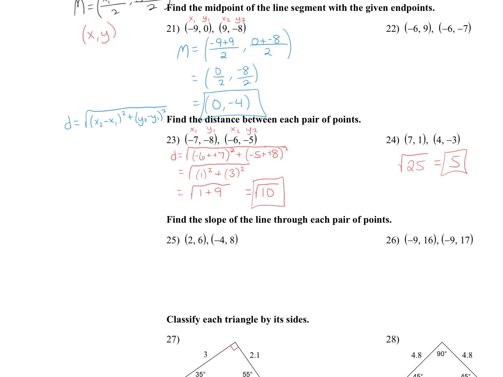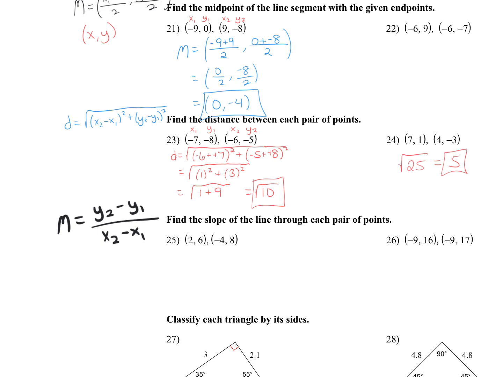Last one with the formula today is the slope. Okay, we used this a lot last chapter, finding orthocenter. Okay, biggest thing, what needs to be on the top? X's or Y's? Y's have to be on the top. So y2 minus y1 over x2 minus x1, because slope is always considered to be rise over run. So y's have to be on the top.